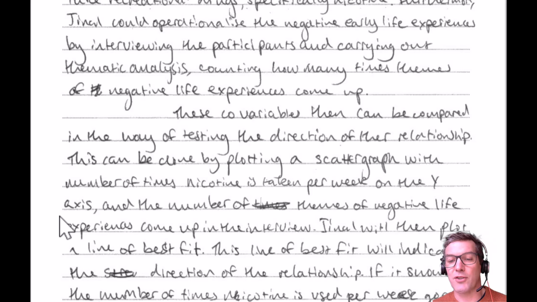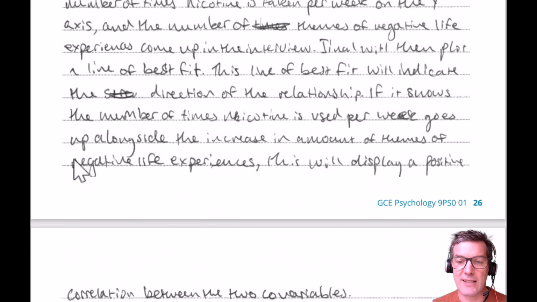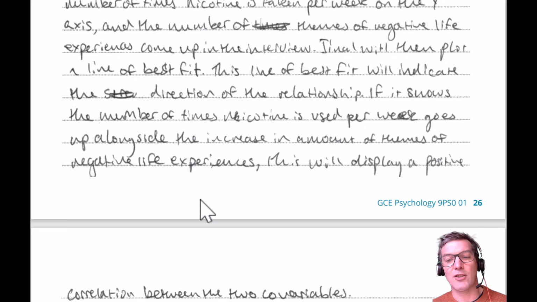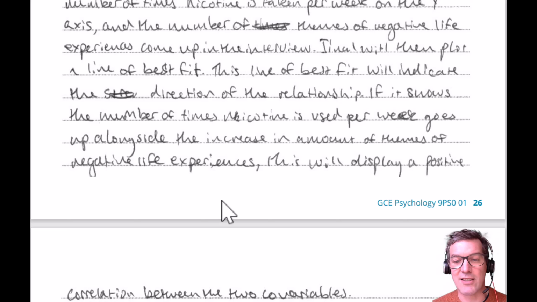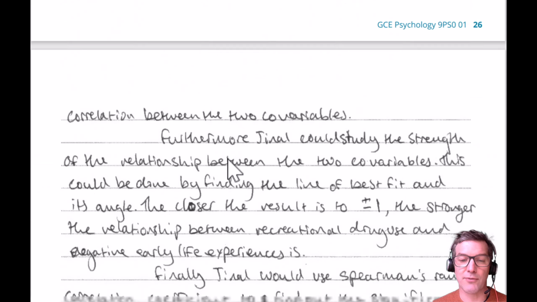This can be done by plotting a scatter graph with number of times nicotine is taken per week on the y-axis and the number of themes of negative life experiences that come up in the interview on the x-axis. Janelle will then plot a line of best fit. This line of best fit will indicate the same direction of the relationship. If it shows the number of times nicotine is used per week goes up alongside the increase in amount of themes of negative life experiences, this will display a positive correlation between the 2 covariables.